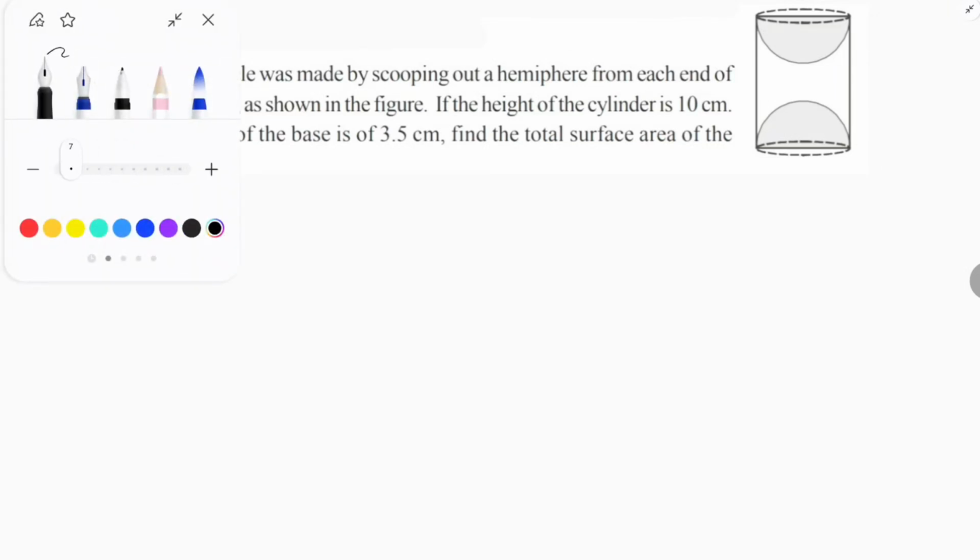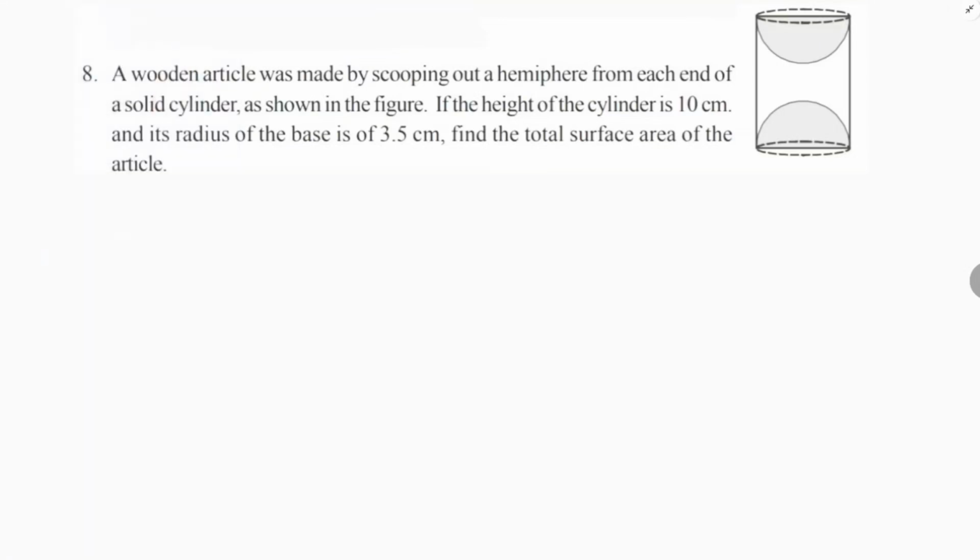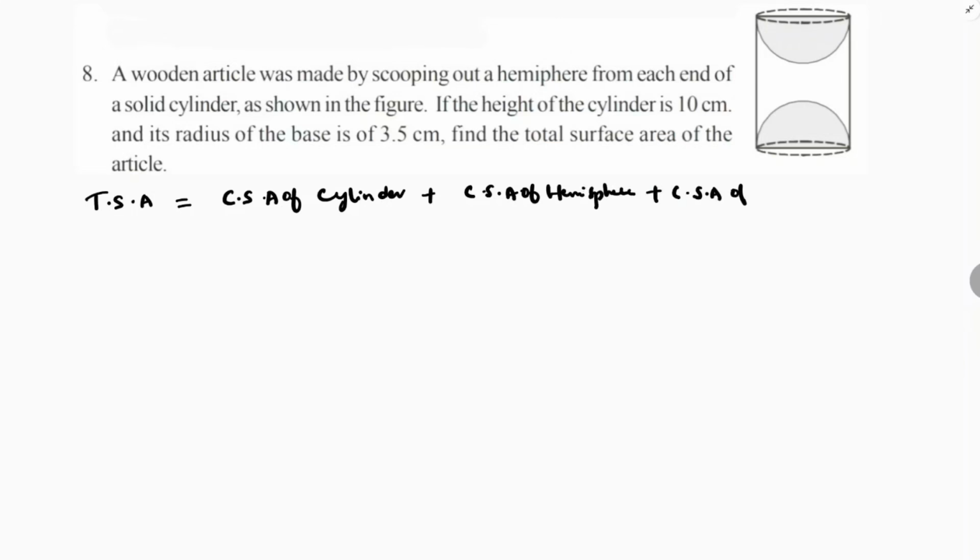So here, total surface area of the article is the curved surface area of cylinder plus curved surface area of hemisphere and again curved surface area of hemisphere. Because what all is visible, see here this curved surface area is visible, here this part is visible, and here this also is visible, so all this we can find.